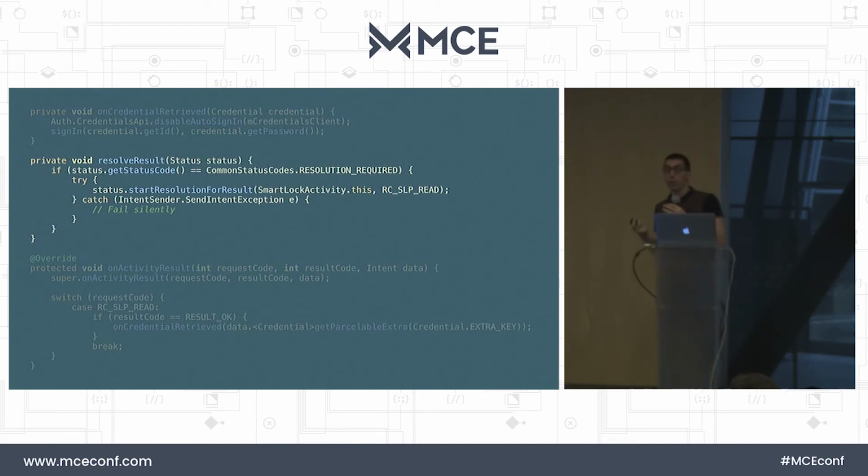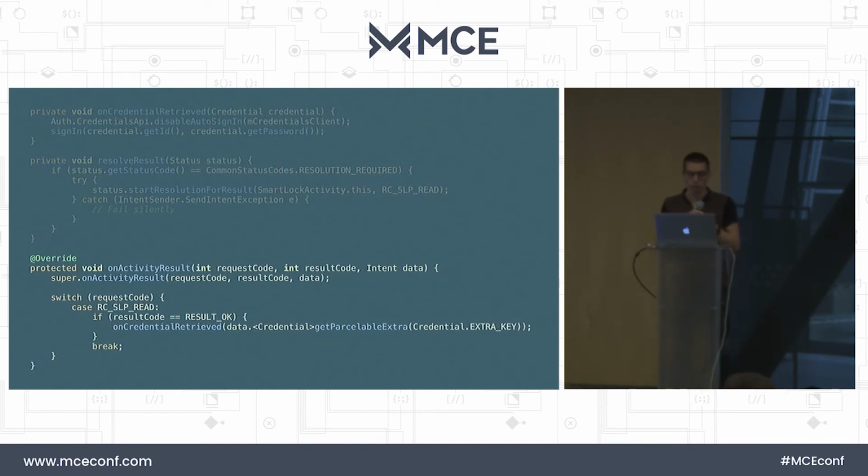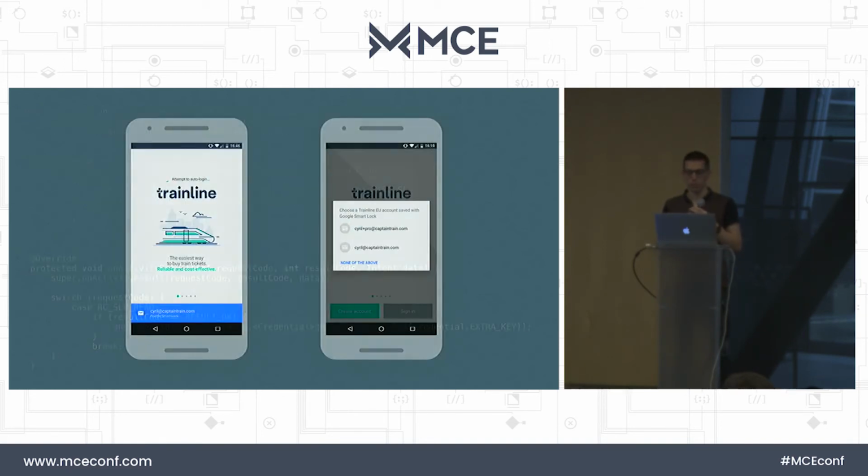In the case of a problem, basically when you have several credentials for the same website, you have to resolve this problem. What you will do is pretty common in Google Play services. You just have to start the resolution for result, and once it's done, you will be called in onActivityResult. In this case, you will be called with the correct credential. Basically, the user will have chosen the correct account, and you will be given the credential for that account.